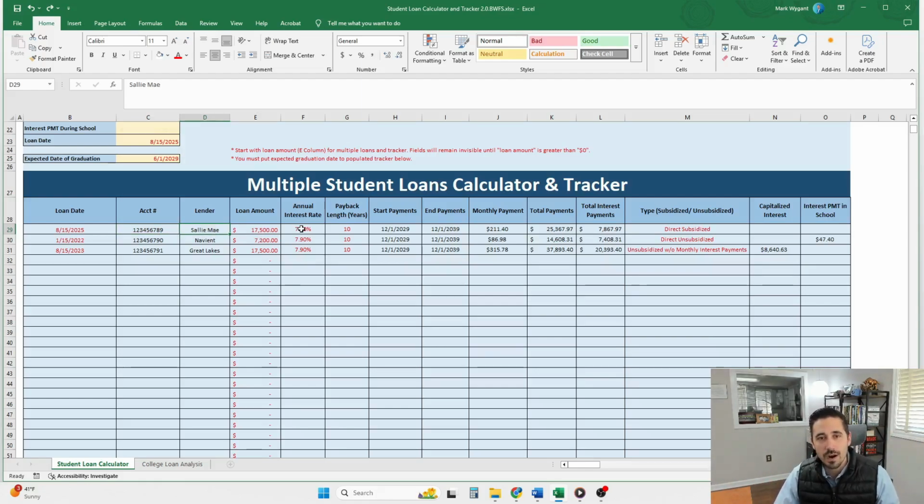The loan amount we already entered. Your interest rate will be right here. Make sure that that's accurate. Now, in a real scenario, that interest rate is going to be different every semester or every year.